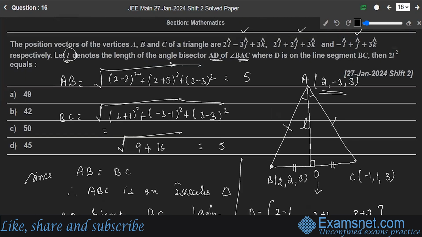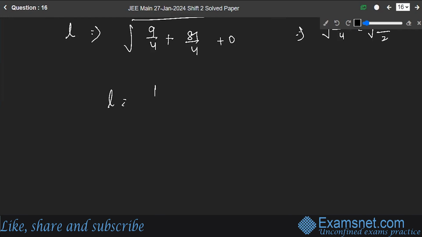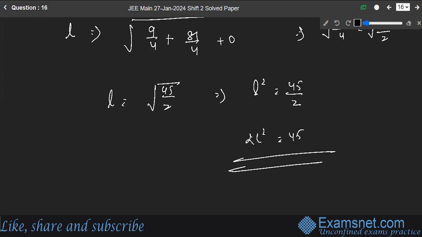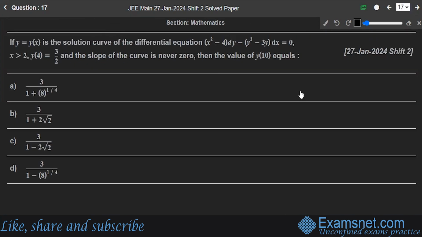What you had to find out in the question was 2L squared. So L squared will be 45/2, and 2L squared will be equal to 45. That's it. We needed that answer only. Super easy. Actually, only the question was lengthy. Otherwise, the concept was very easy. Option D is the right answer. The question mostly involved the distance formula. Okay. Next is question number 7.